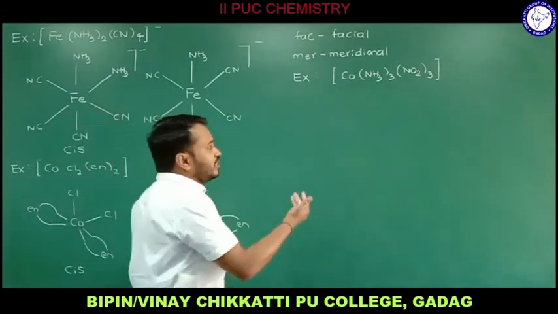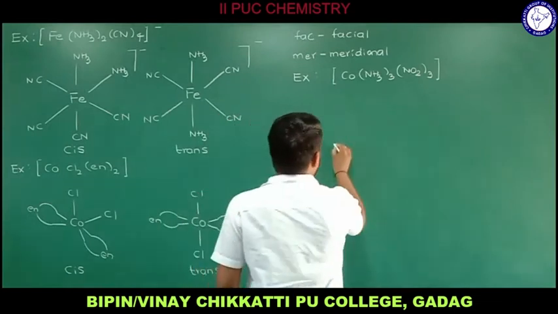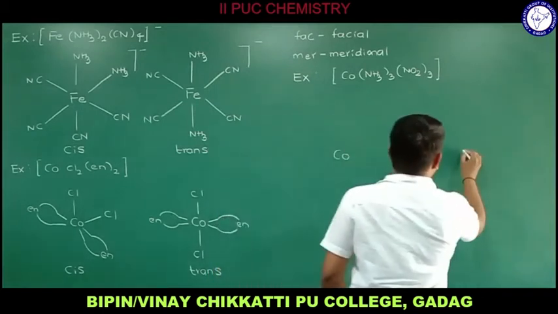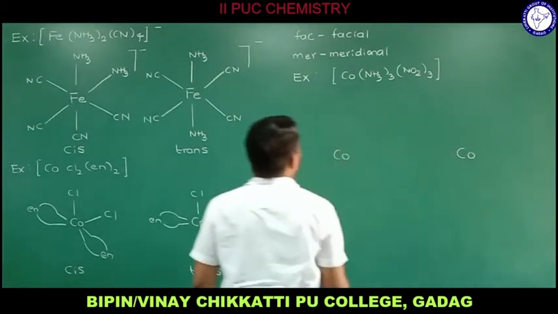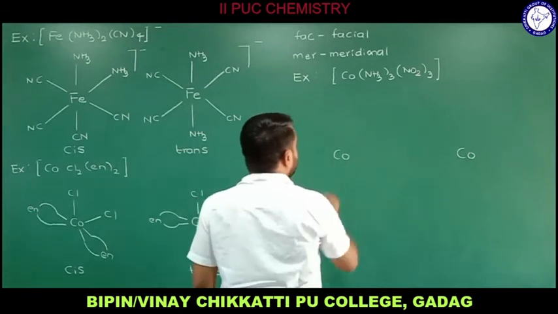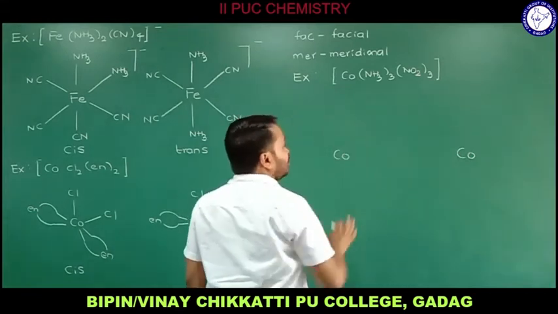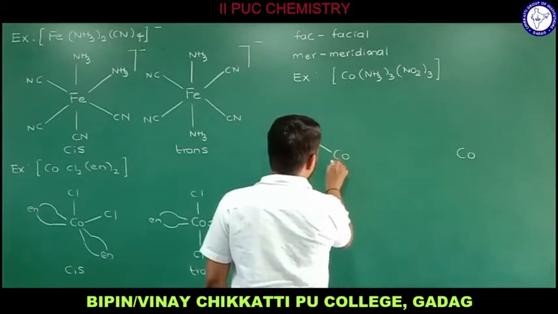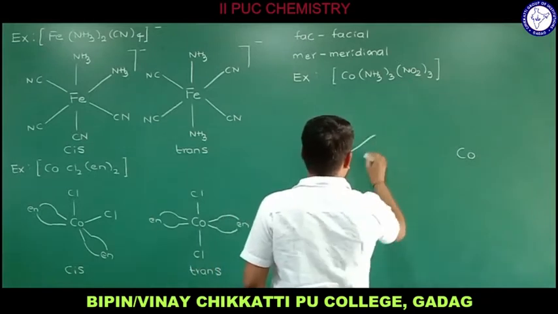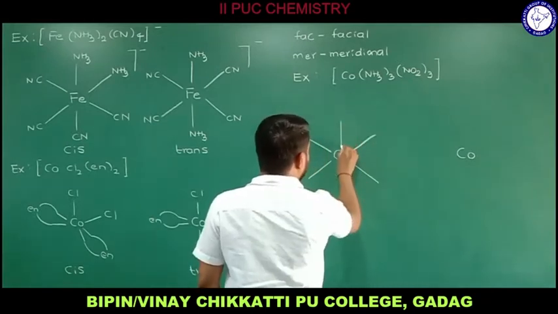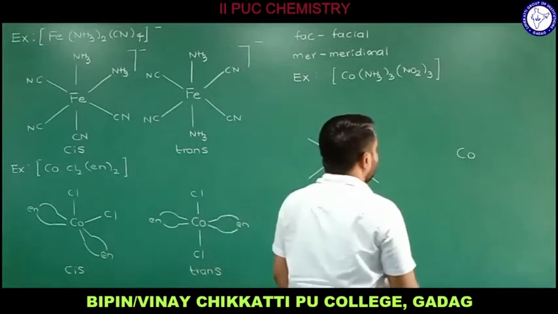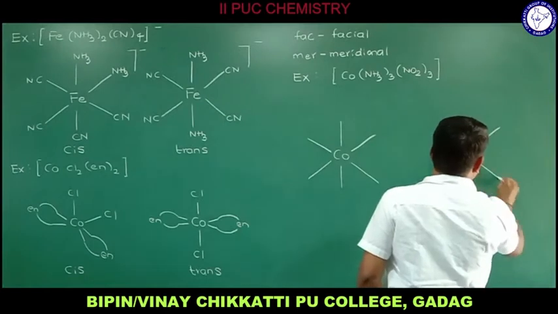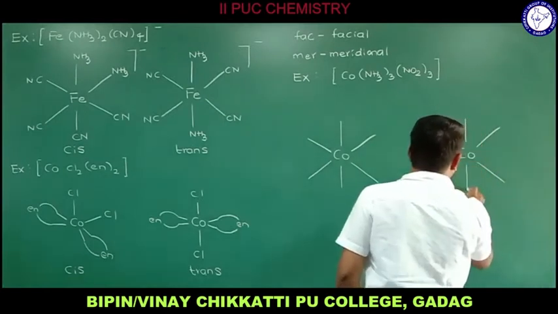So how can this be explained? Just observe how I draw the structure. Cobalt is of course the central metal atom for both facial and meridional. 3 plus 3 gives coordination number 6, therefore I consider octahedral geometry. Let me draw the skeleton of the octahedral geometry: 4 at the corners, 1 above and 1 below. Let me draw it here also: 1, 2, 3, 4, with 1 above and 1 below.